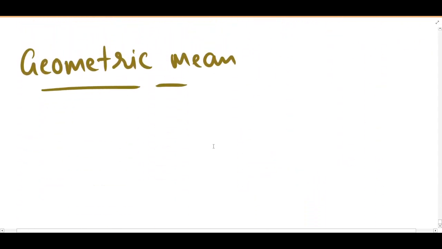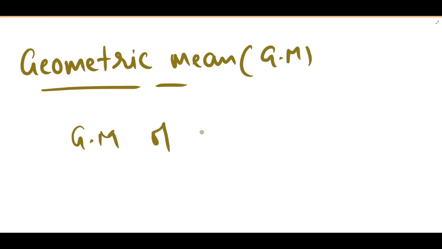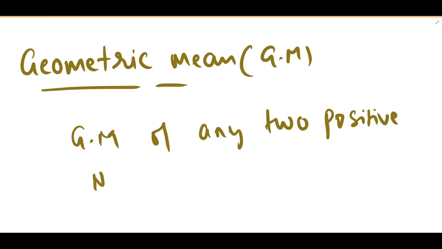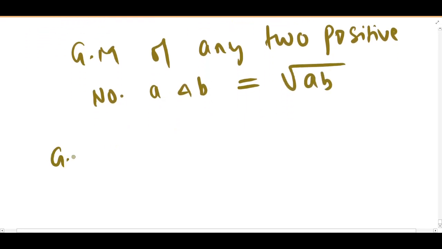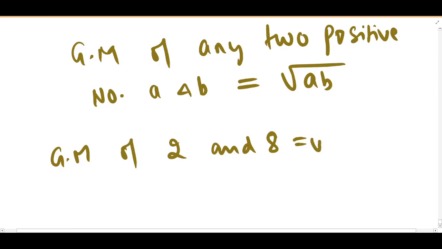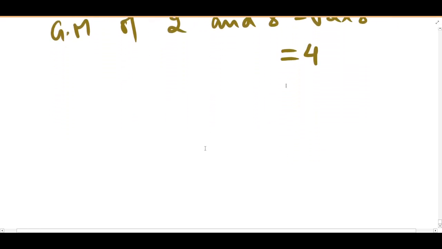What is the geometric mean of two positive numbers a and b? The geometric mean of any two positive numbers is equal to the root of ab. That is, the GM of 2 and 8 is equal to the root of 2 into 8, that is equal to 4.